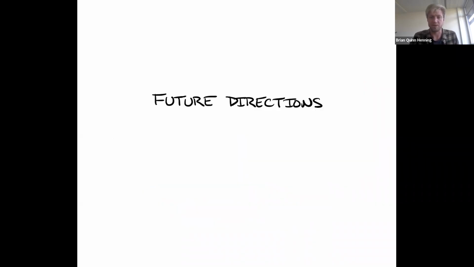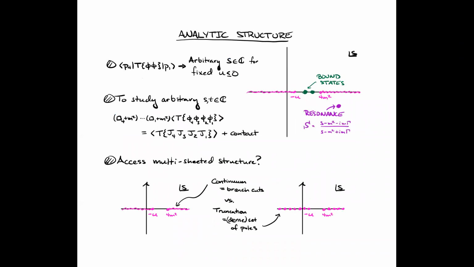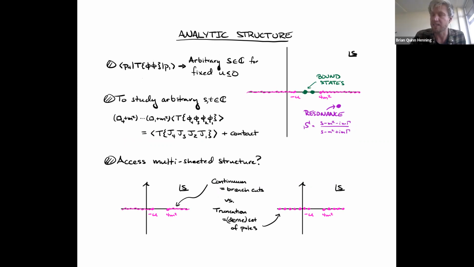So, future directions. Being able to access information in the complex plane, I think, is one of the most interesting questions coming out of this. The complex plane, its non-analytic features tell us a lot about physics. For example, below threshold, you might have bound states appearing. Those should be easily readable from the spectrum output of truncation. So that's a mystery that's already solved.